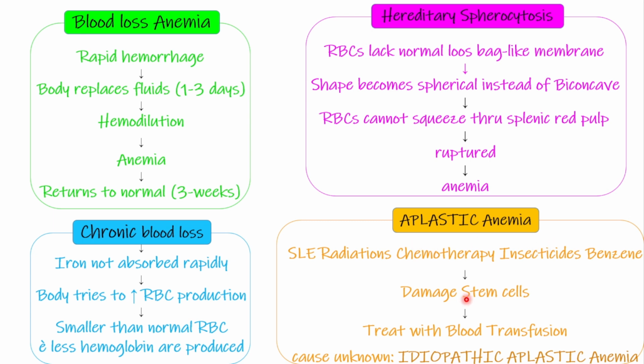So what is the treatment of aplastic anemia? Number one is we should stop the insult which is causing the aplastic anemia. And then we can give blood transfusions to counter the decrease in production.